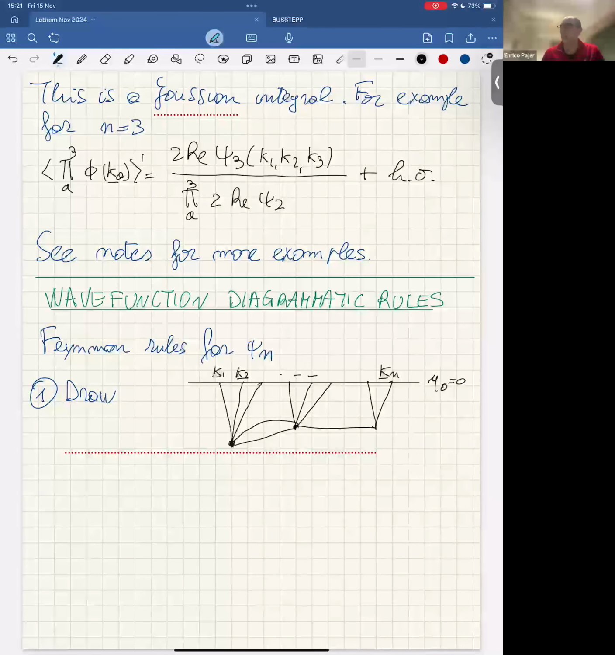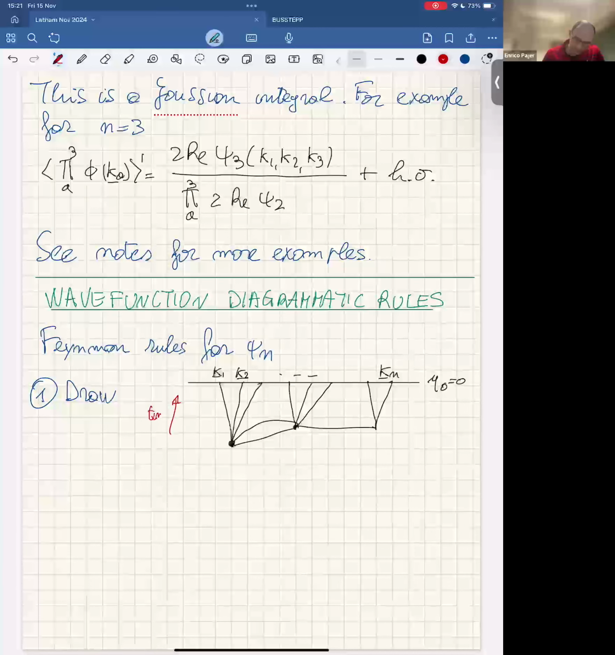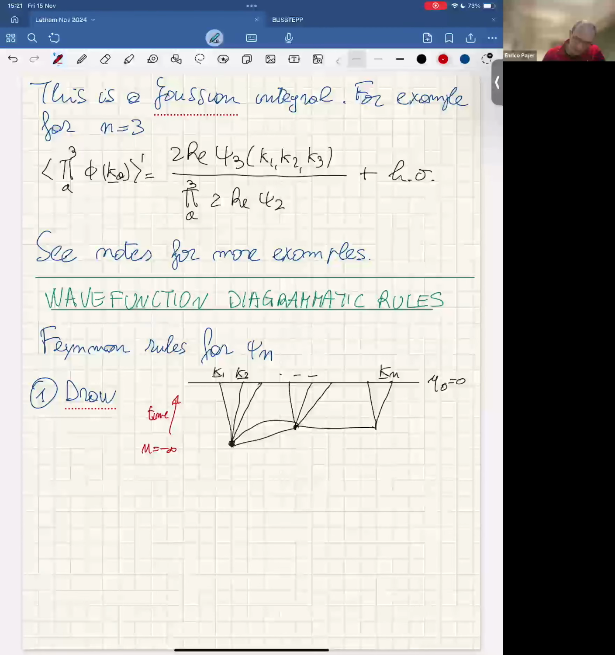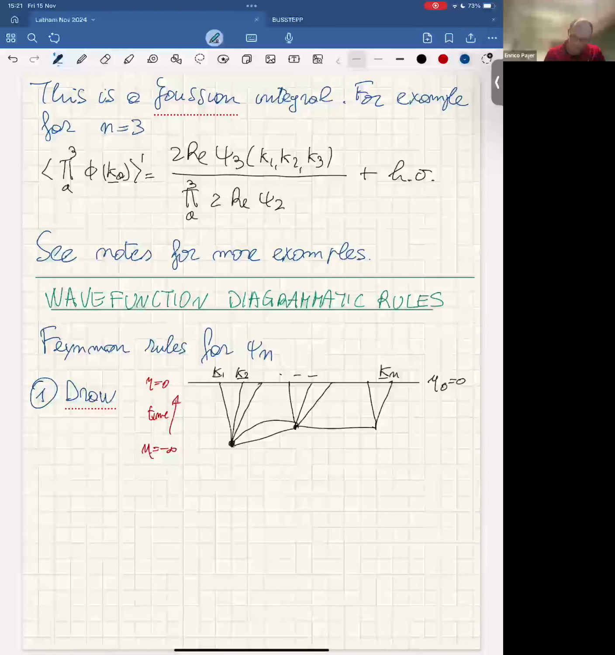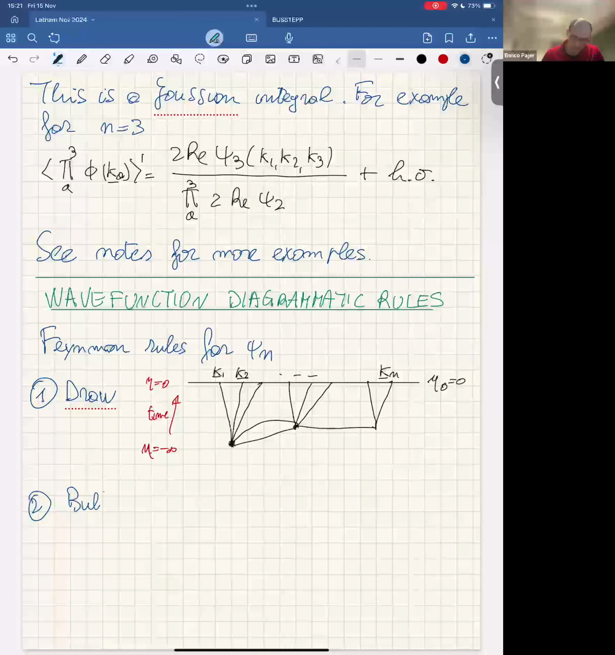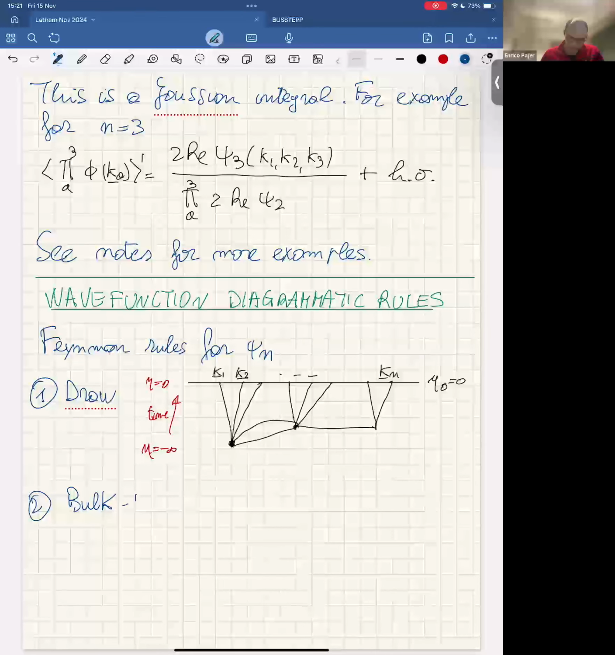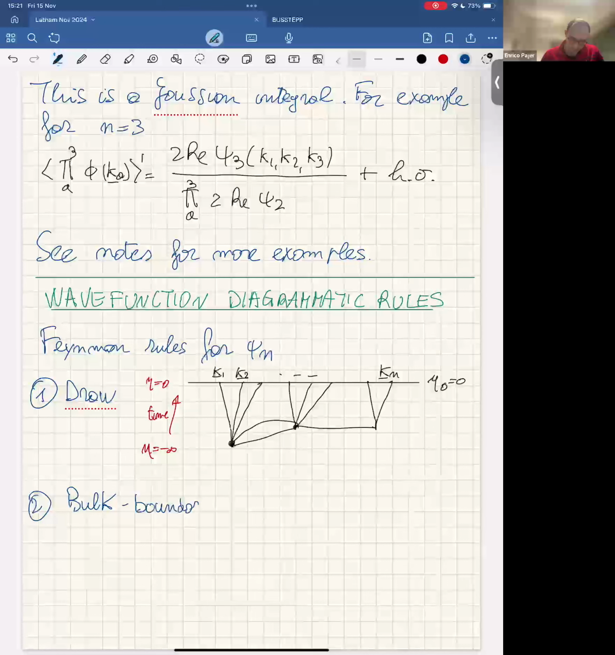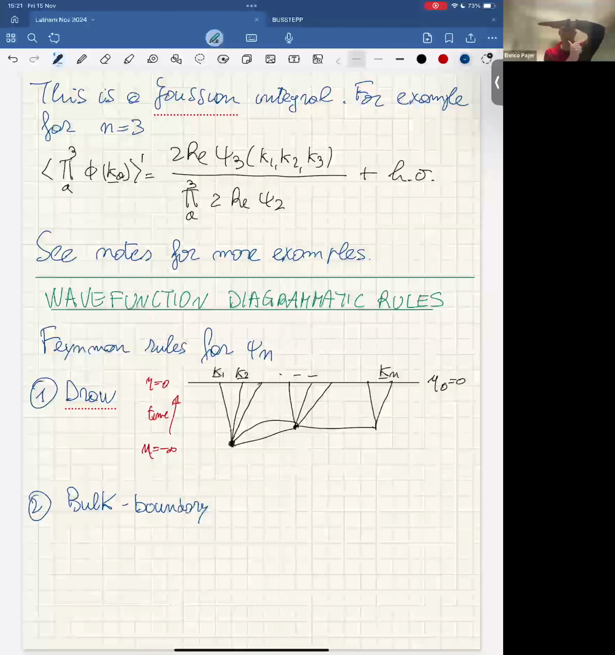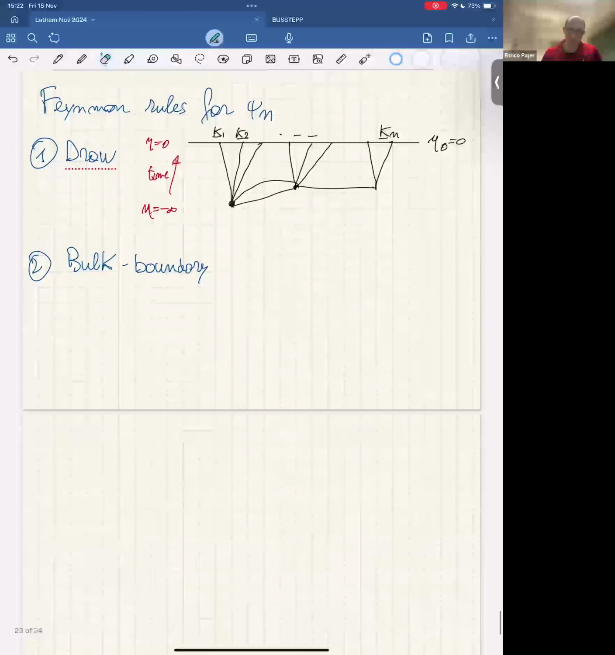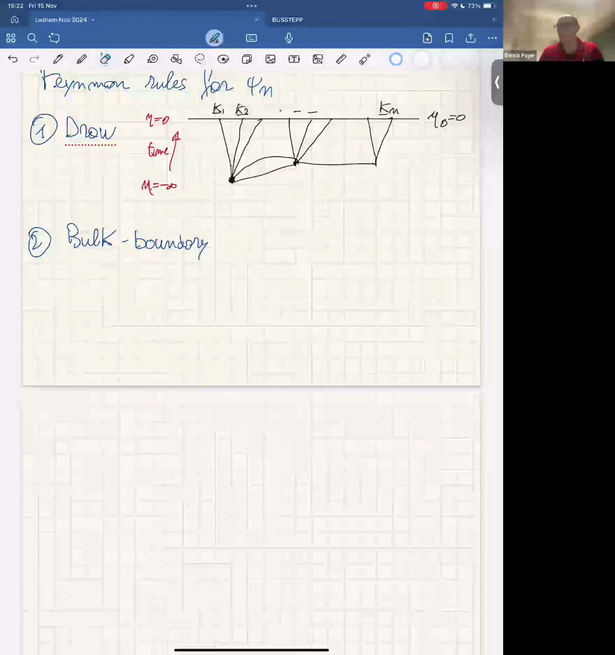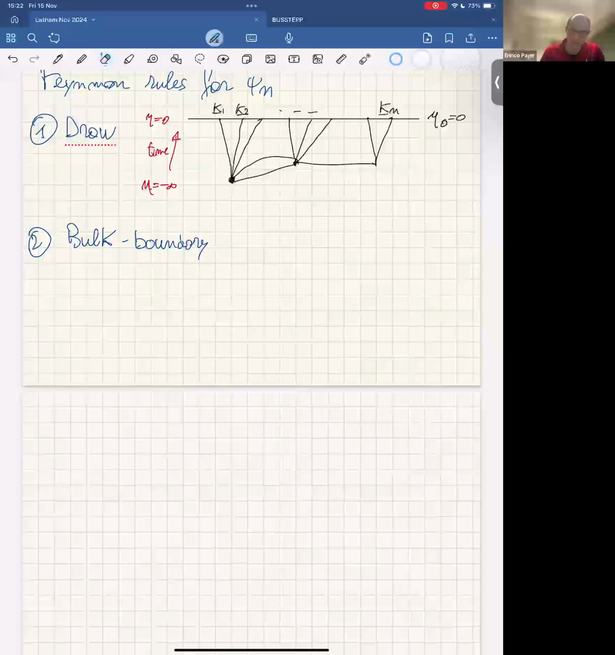And there are vertices and there are propagators. Again, like before, time runs up. Eta equals minus infinity is in the past, and eta equals 0 is at the top. Then there are 2 types of propagators. There are bulk boundary propagators. Bulk means that you're below this line, and boundary means that you're sitting on this line at eta equals 0. It is language that has been borrowed from AdS/CFT, but it has nothing to do with CFT.